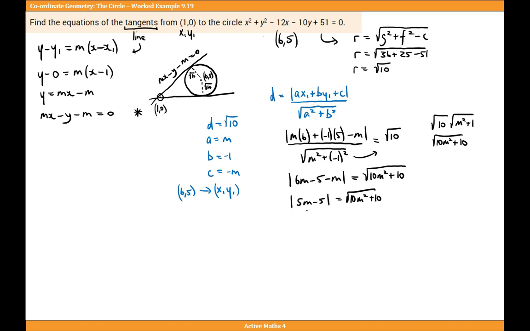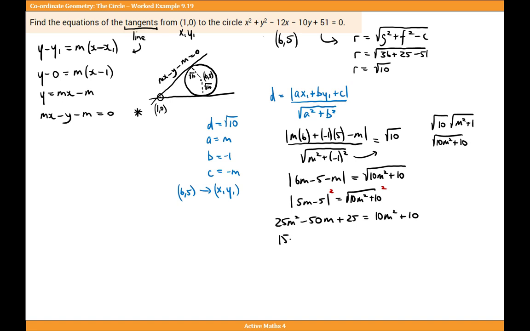Now with a modulus equation, I'd normally let it equal to plus or minus whatever was on the other side, but because we have a square root here, the best thing that we could do is square both sides. So I'm going to square the left and square the right. If I square the left, it's like squaring a bracket. So I have square the first 25m squared, twice the product, which is minus 50m, square the last, which is 25, and then square the square root, we have 10m squared plus 10. So it removes the third.